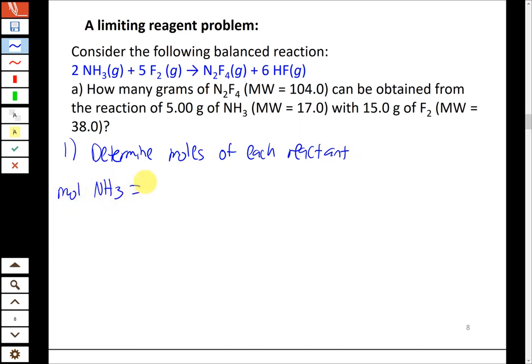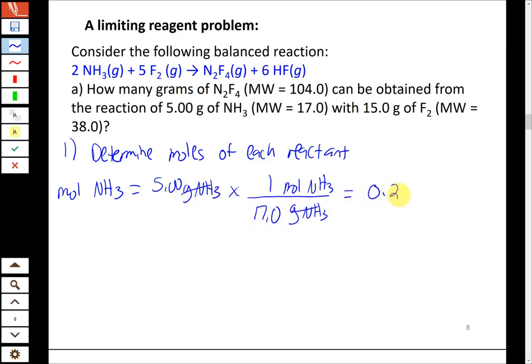So for ammonia, we have 5 grams. And for each of them, we're going to just use the molar mass to figure out how many moles that corresponds to. So we want grams in the denominator and converting into moles, so we need to divide by the molar mass, which is 17.0 for NH3. So we get 0.294 moles of NH3.